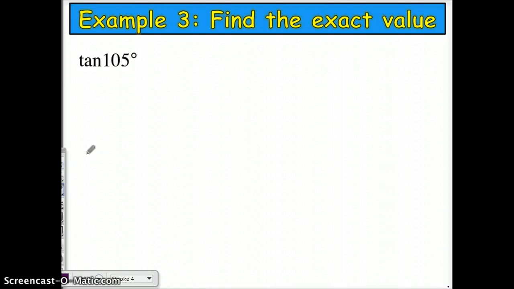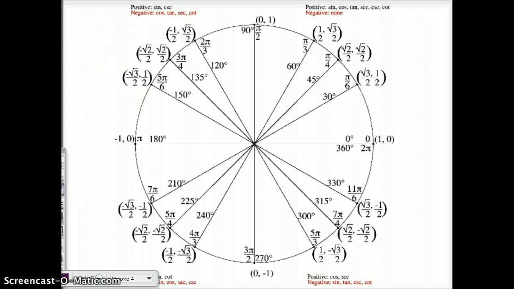So if we want to find the tangent of 105, which is not a special angle, we can rewrite that as the sum or difference of special angles. So let's try to think of 2 special angles that add or subtract to 105. So if I go back to my unit circle, 105, so what could I do?